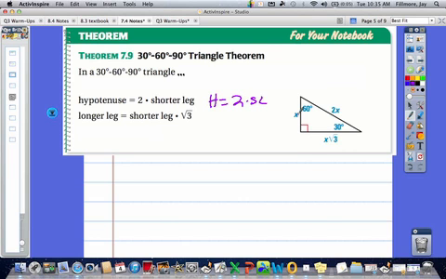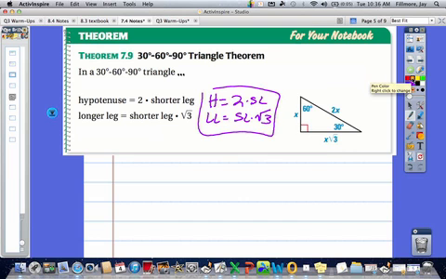Because again, we have a short leg and a long leg this time, since they're different legs. The long leg equals the short leg times the square root of 3. And those are our two special properties with this theorem. Notice that the short leg is common to both of these properties, so if you know what the short leg is, it's a very quick problem.